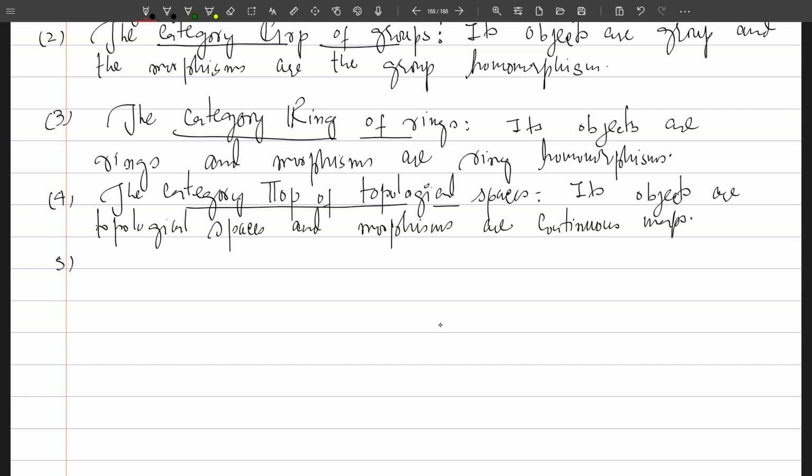Then we have the category of vector spaces over some fixed field K, the category Vec of K. So this is the category of vector spaces. Its objects are vector spaces over the field K and the morphisms are the linear maps between vector spaces.